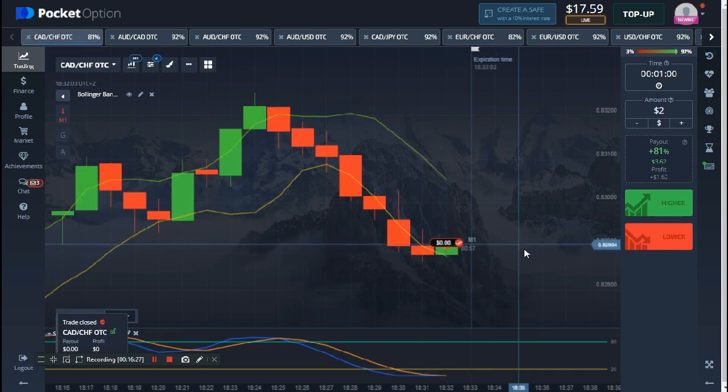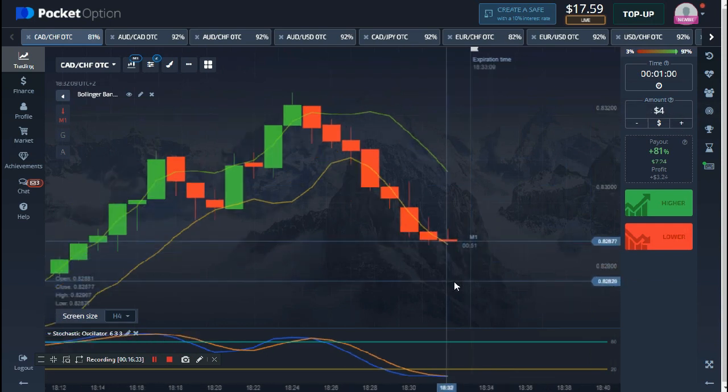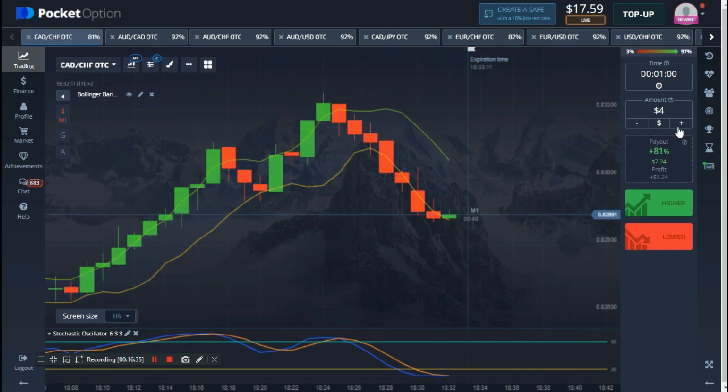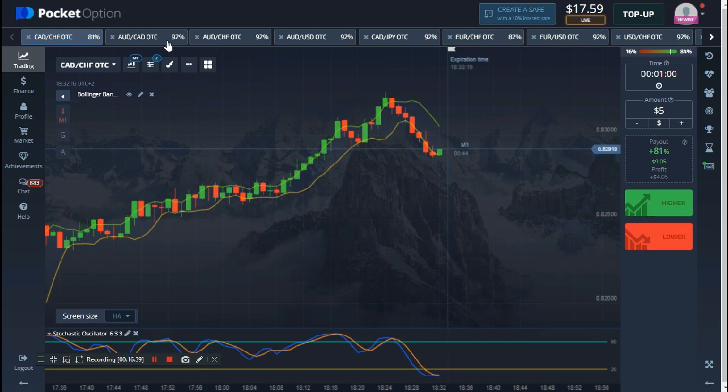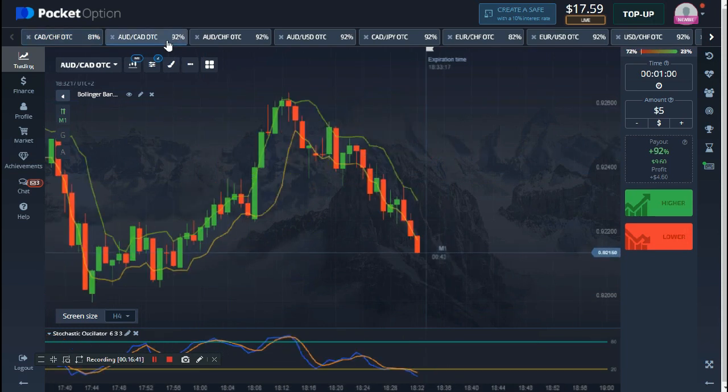Okay, it's a loss here, so I double my amount and take the next.